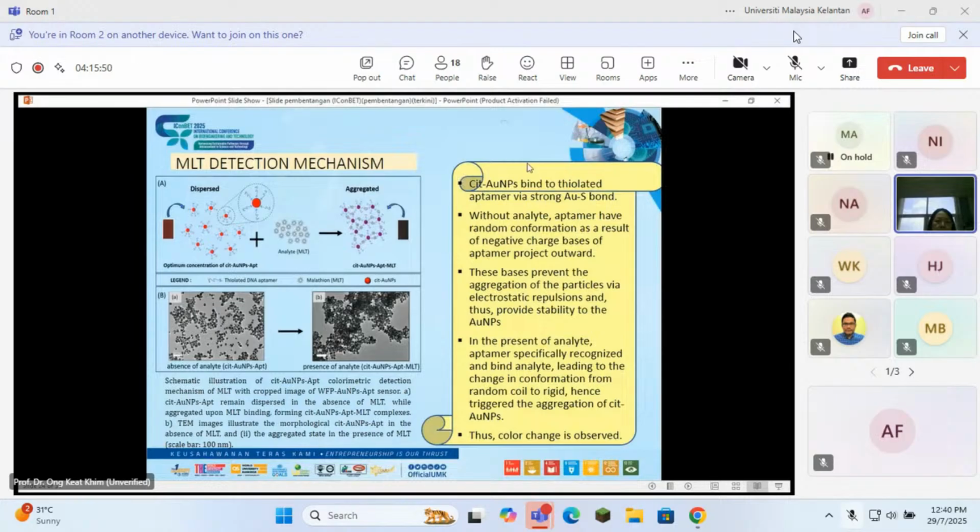Actually, the detailed mechanism is shown in this one. First, the citrate gold nanoparticle binds to the thiolated DNA aptamer through the strong gold-sulfur bond. Without analyte, the aptamer has a random conformation, as the negative charge of the aptamer projects outward, so there is no aggregation. When we add the analyte, the aptamer will recognize and bind to the analyte. This causes the conformation to change from a random coil to a rigid one, which causes the aggregation of the citrate gold nanoparticles. That's why the color changes from red to blue.